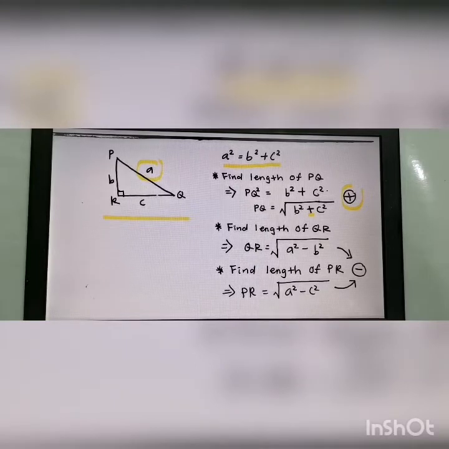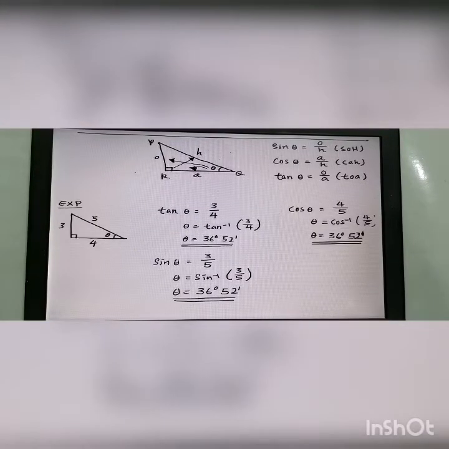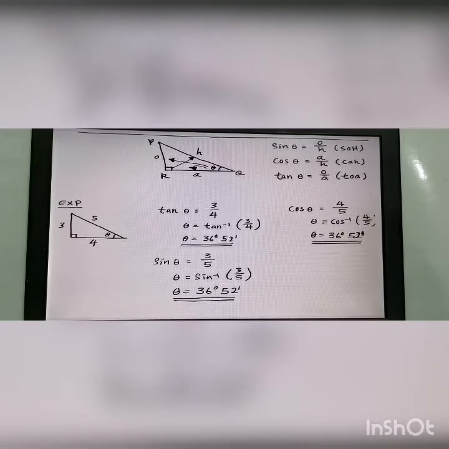If they ask you to find the length of C or B here, we use minus. Of course, it's a big number minus a small number. Okay, and next one, before you go to the calculation, you must know this one.